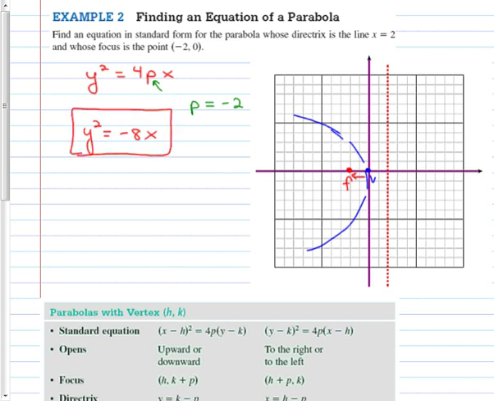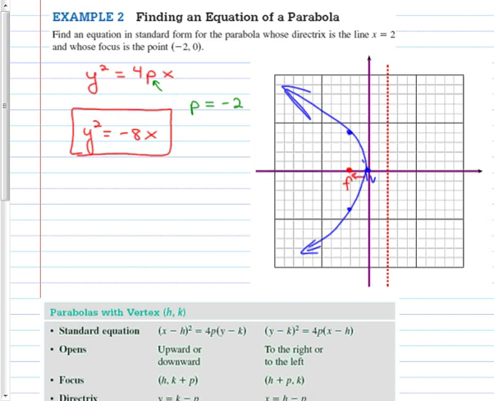Now, if I was asked to really graph this, let me take my sketch away, I could use this 4p. Now, it's the absolute value, so the focal width is 8, and it's halfway each side, 4 to one side, 4 to the other side. So from this focus, 1, 2, 3, 4, I know it goes through that point. 1, 2, 3, 4, I know it goes through that point. So my sketch wasn't too bad, was it?